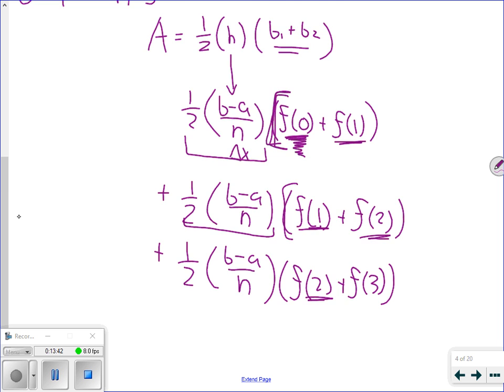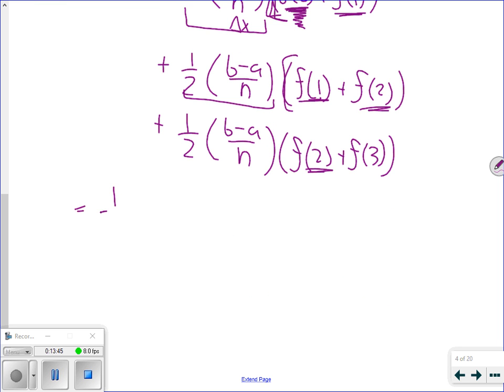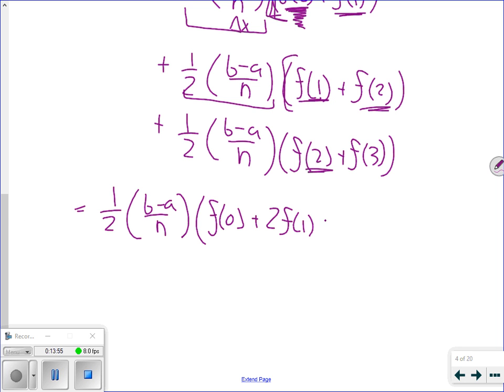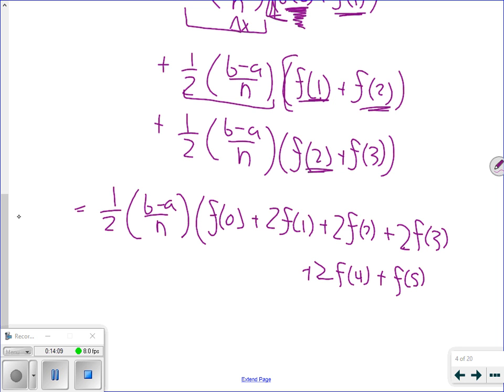So another way we could write this would be equal to 1/2 (b minus a) over n times, f of 0 plus 2 times f of 1 plus 2 times f of 2 plus 2 times f of 3 plus 2 times f of 4, and then finally we end with f of 5. So we're using those middle heights twice and the end heights only once, and that's how you write it. So it's just understanding how to use trapezoids and just add up all their areas.